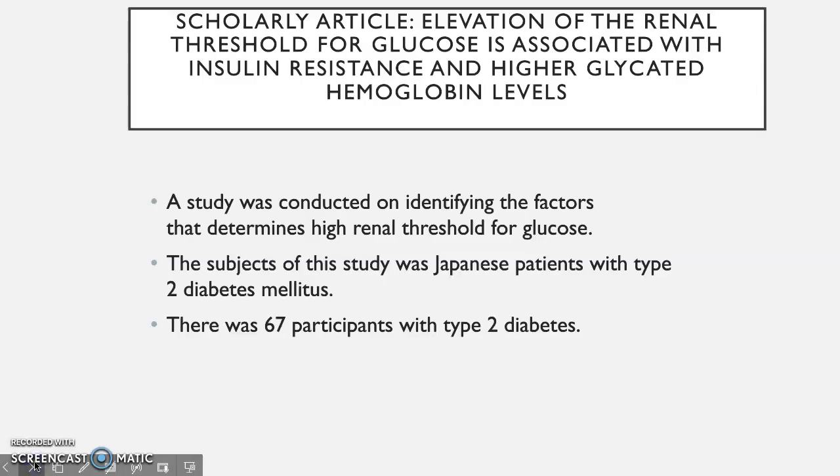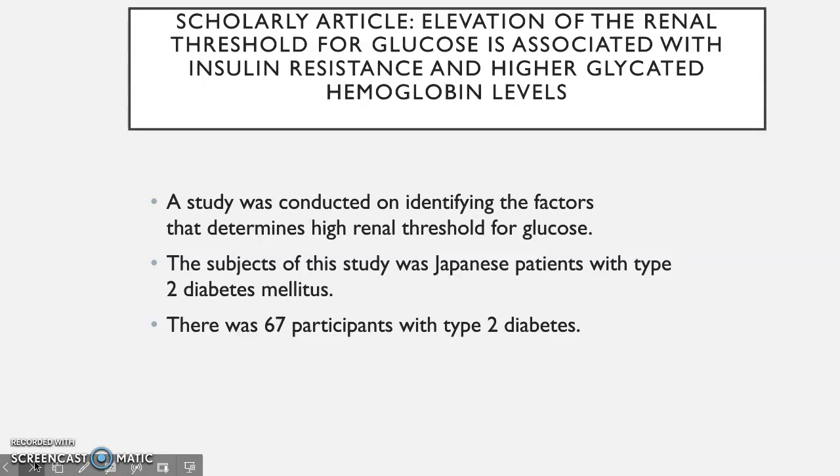So now I will be discussing the scholarly article. The scholarly article I will be discussing is: the elevation of renal threshold for glucose is associated with insulin resistance and higher glycated hemoglobin levels. A study was conducted on identifying the factors that determine high renal threshold for glucose.